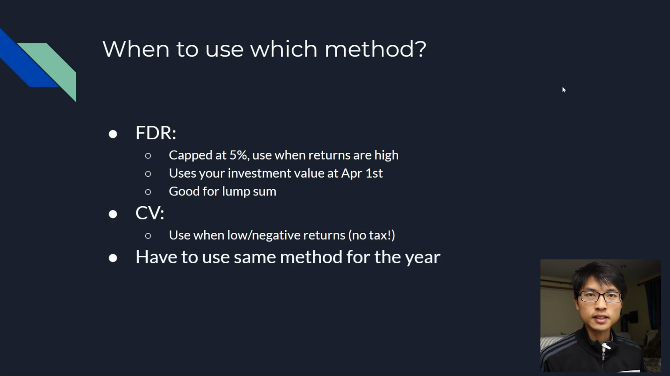Now, one thing to note is that you have to use the same method for the tax year, which means that you can't use the FDR method for some of your investments and then switch to the CV method.